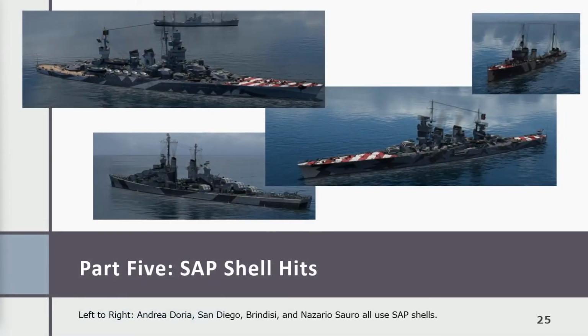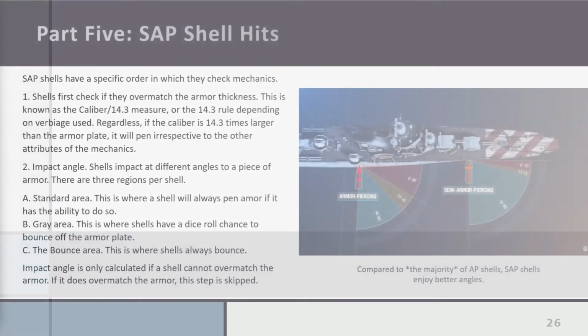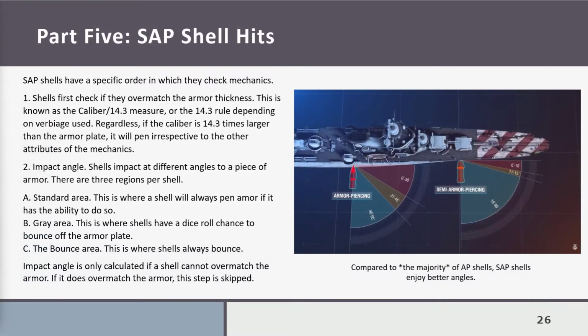So, part 5. Semi-armor piercing shells. Now, from looking at the backend statistics for these, SAP shells are basically lazy AP. I know, I know. It seems like, "no, duh, Marauder." Like that's what they're designed to be. But in terms of how they're actually coded, we'll bring some stuff up here. This basically is the same thing as the AP. They first go through an overmatch check, and then they go through an impact check.